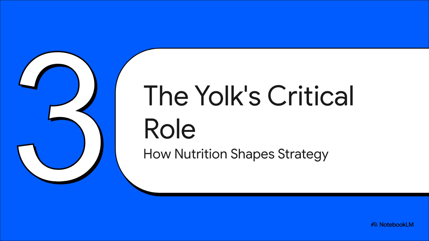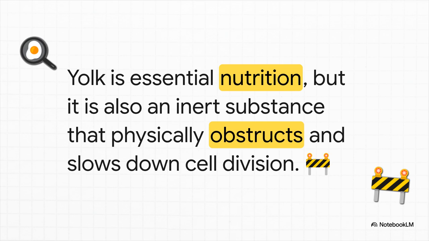Okay, but this whole process isn't a one-size-fits-all deal for every animal. There's one critical factor that completely shapes the strategy, and that's the yolk. So we all know yolk is the embryo's food source, right? It's the fuel for development. But here's the twist. It's also this thick, dense stuff that physically gets in the way of cell division. It's like trying to cut through a really thick, gooey substance. It just slows everything down.